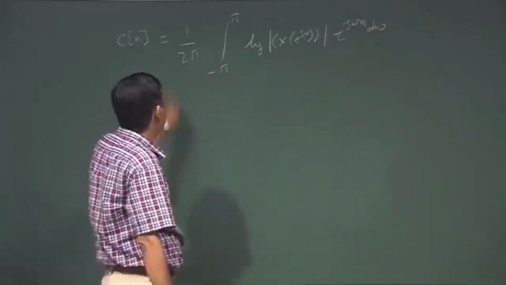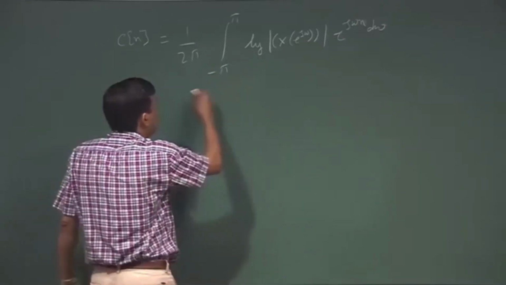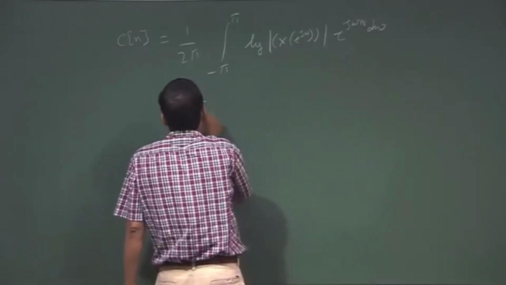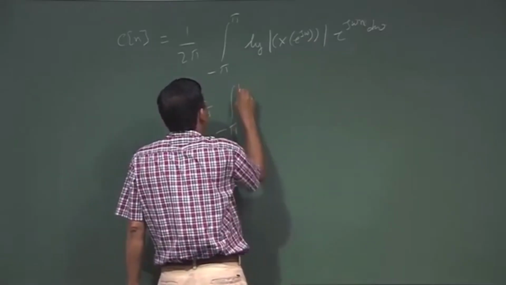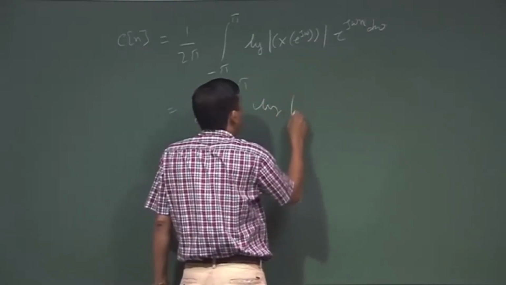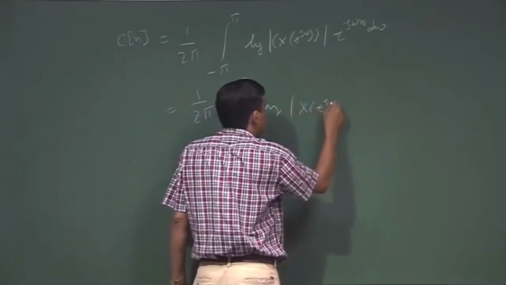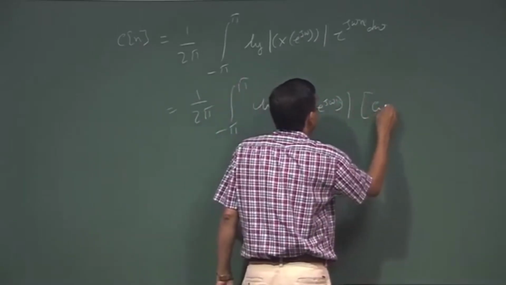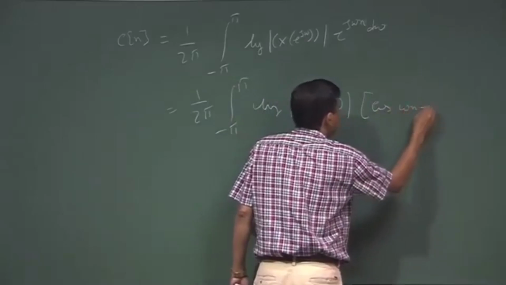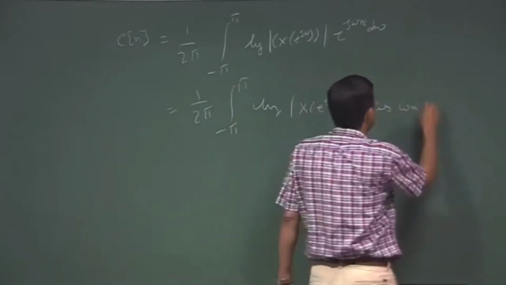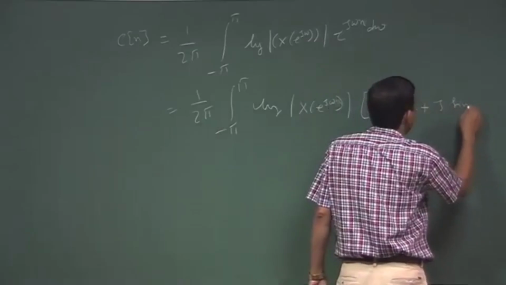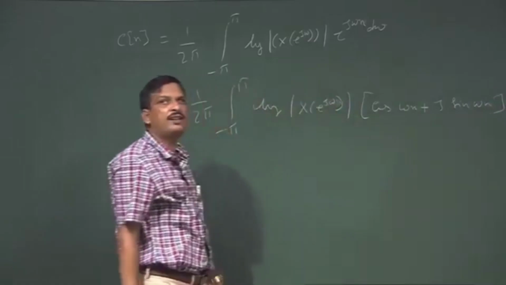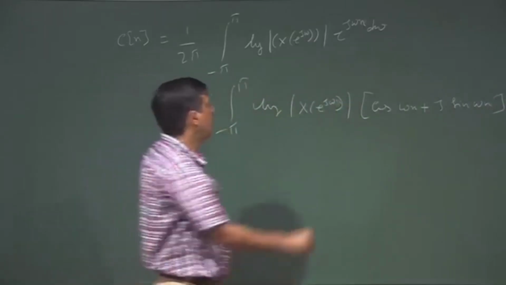If it is the real spectrum, then e to the power j omega n can be replaced. So, 1 by 2 pi, integral from minus pi to pi, of log of mod x e to the power j omega, times e to the power j omega n, which is cos omega n plus j sin omega n, d omega.